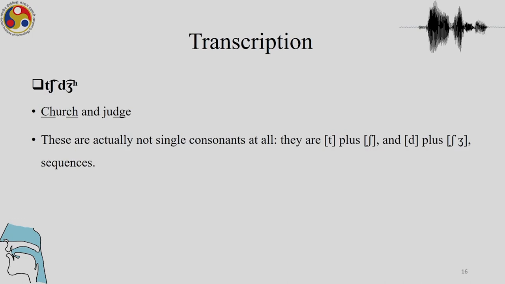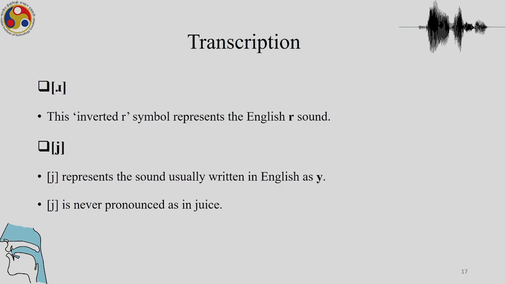And then church and judge are actually not single consonants at all. They are t plus sh and d plus zh in this particular case. These are called affricates. We will learn more about the specific articulation of these different types of sounds in our following lectures. For the time being, it is good enough to know how each symbol is pronounced.